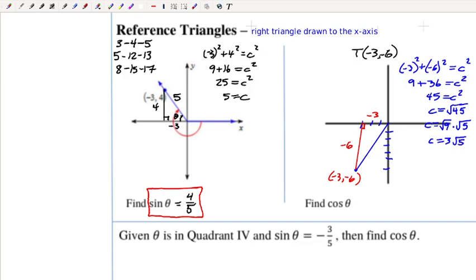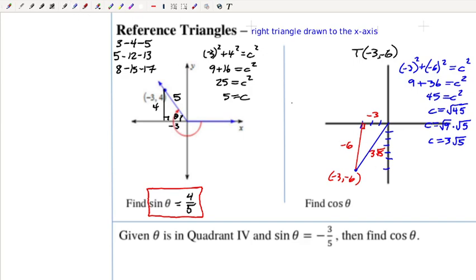Do you need to simplify? Yes, you do. So watch out for those that are not simplified. Okay, so then I want to find the cosine, so let's put this on here. Actually, this is going to be then 3 root 5. Remember, hypotenuse is always positive, so even though these other two are negative, not a problem. Hypotenuse is going to be positive.